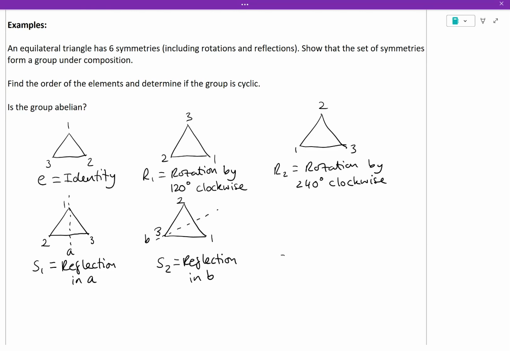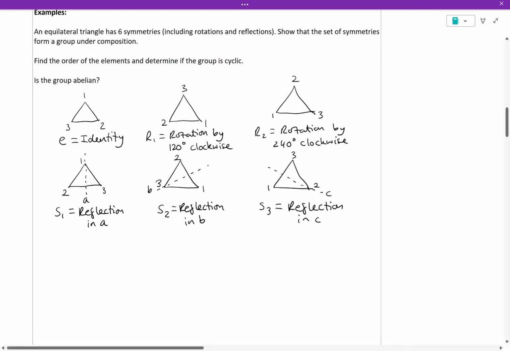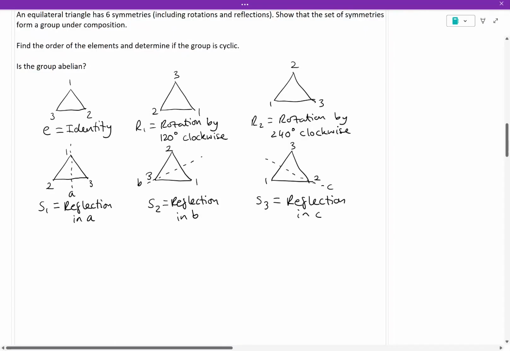I've got one more reflection left, so S3. So I draw my picture, and this time it is going to be through this line here, which we will call C. So this is equal to a reflection in C. And this time the 2 stays where it is, the 1 goes down here, and then the 3 will end up over there. So those are my elements in terms of the transformations drawn out and some pictures to actually represent them. And now let's have a go at trying to construct this Cayley table.